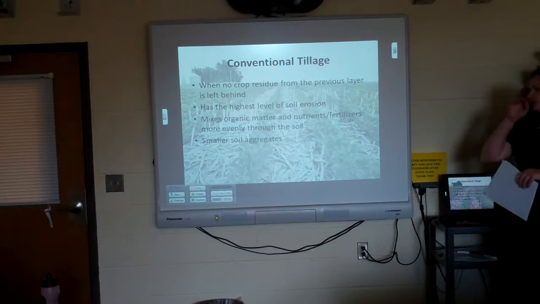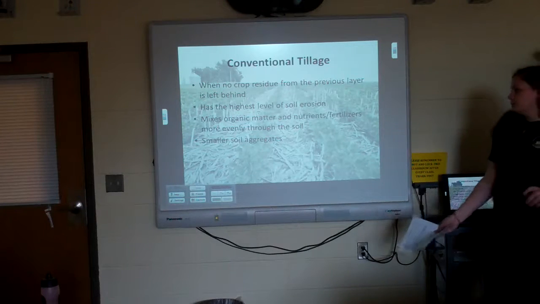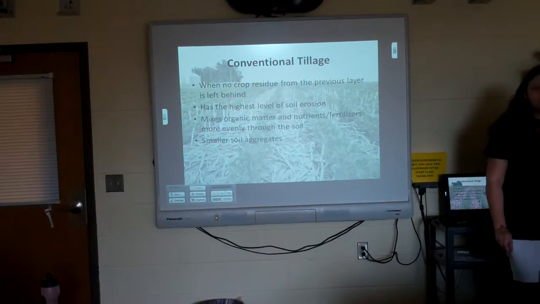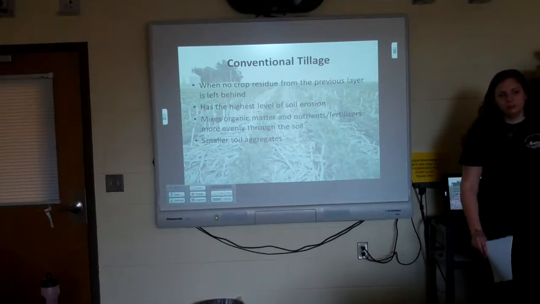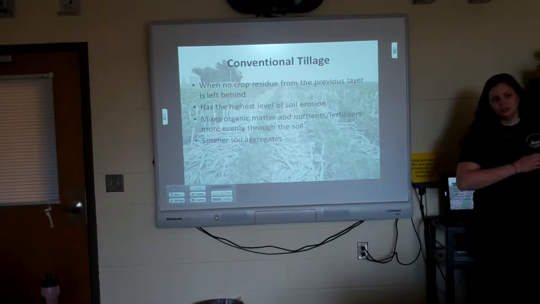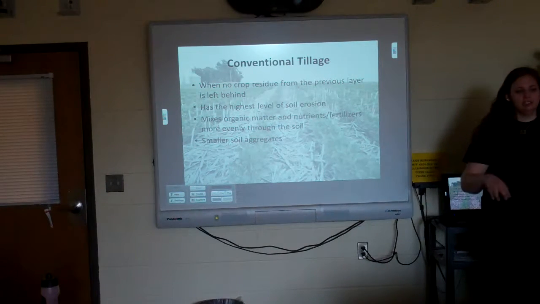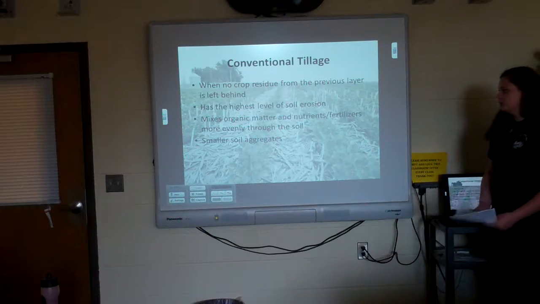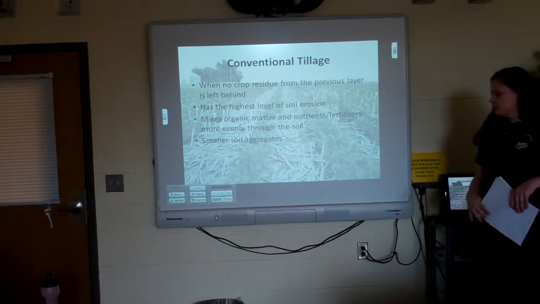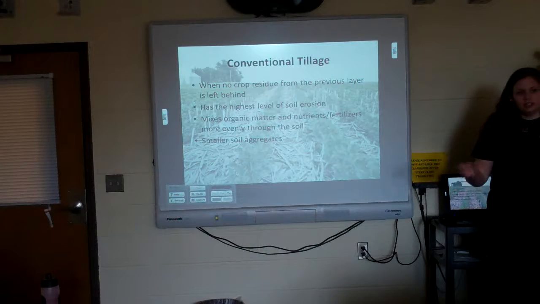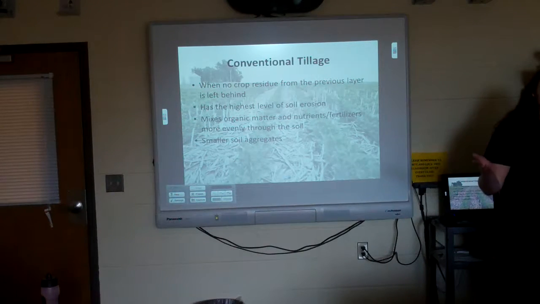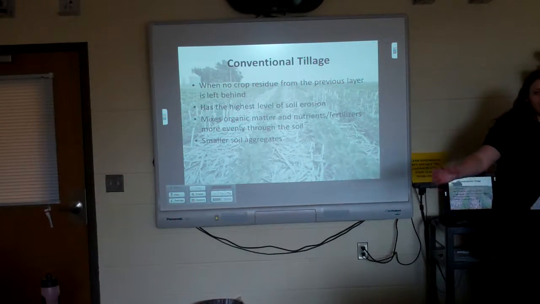Conventional tillage is when there is no crop residue from the previous year left behind. So that means if you grow corn the year before, you're going to harvest it and then completely till under your leftover corn residue. This has the highest level of soil erosion because the soil is just crumbly and waiting for the rain to come wash it away.